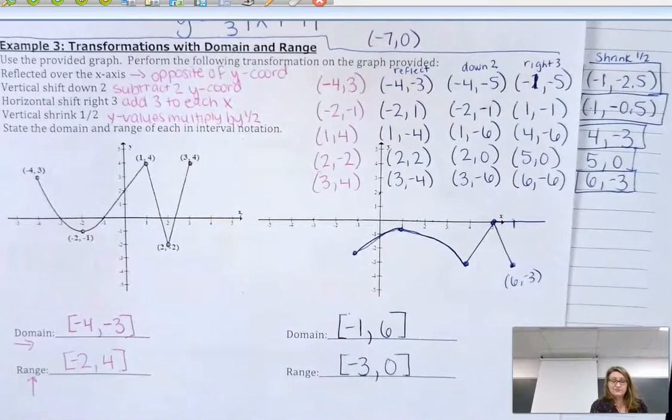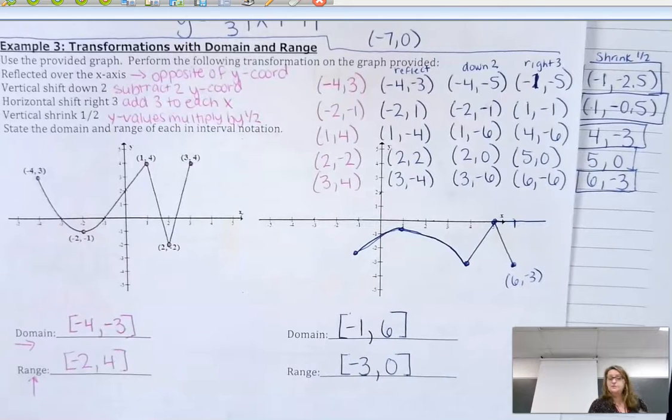And that's an example of a transformation, all these different things that we've talked about, with just a function that's not something you guys have seen. It's not some radical necessarily. It's just a random graph, and we're able to transform that using those rules.